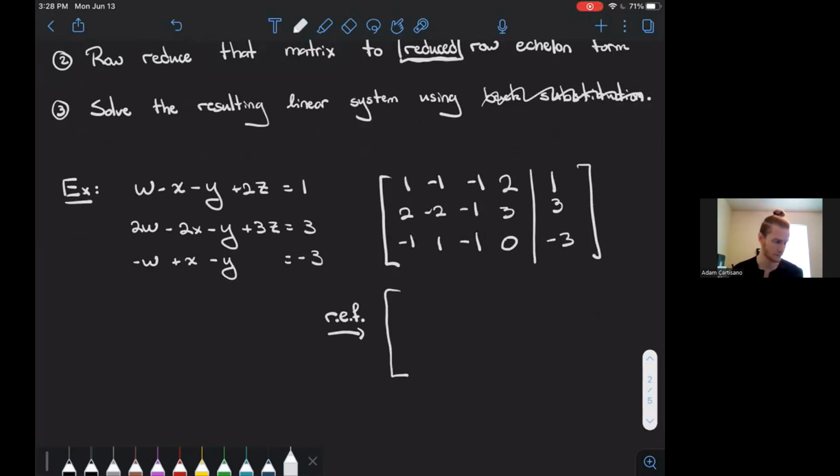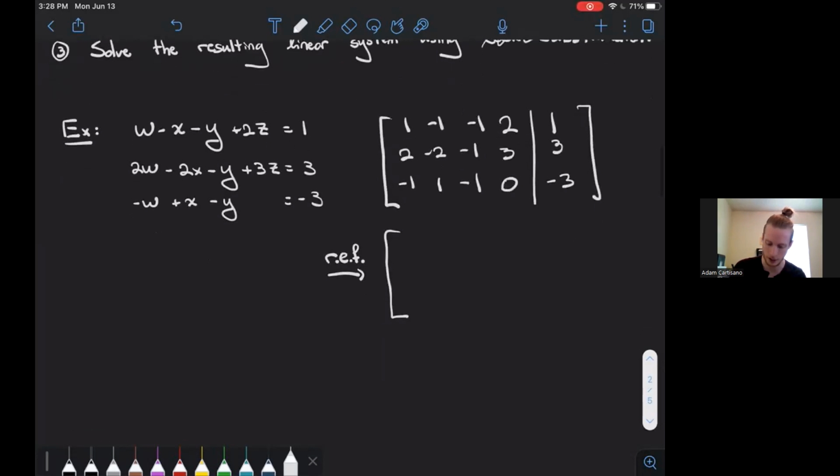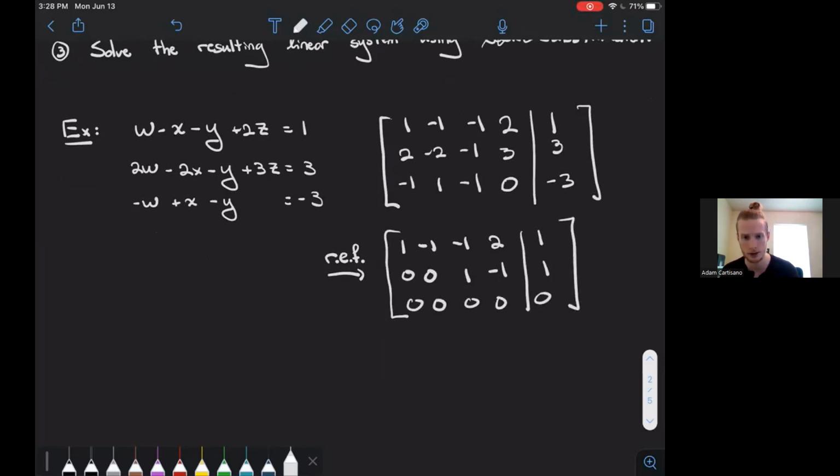I'm just going to skip right there. The row echelon form for this matrix was 1, minus 1, minus 1, 2, 1, 0, 0, 1, minus 1, 1, and then 0, 0, 0, 0, 0. Okay. This was the row echelon form for this matrix. To get it into reduced row echelon form, we have one more step to do.